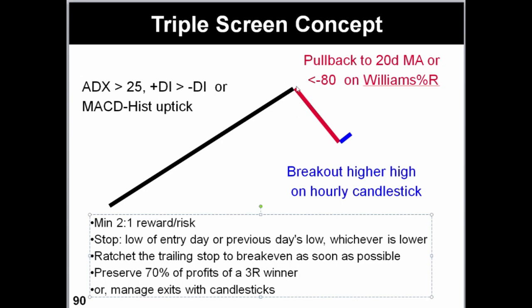So that if I just get a retest of the previous swing high, I'm still on the favorable side of value. I like to ratchet the trailing stop to break even as soon as possible. I like to use the low of the entry day or the previous day's low, whichever is lower, as my initial risk. And if I get a 3R winner, I am looking to preserve 70% of the profits, or a little over 2R. And then I may make, or otherwise I will make, a discretionary exit using candlestick patterns or other exit techniques. I like to lock them in, especially as we get more volatile and choppier and closer to the 200-day moving average. I just find that's favorable.